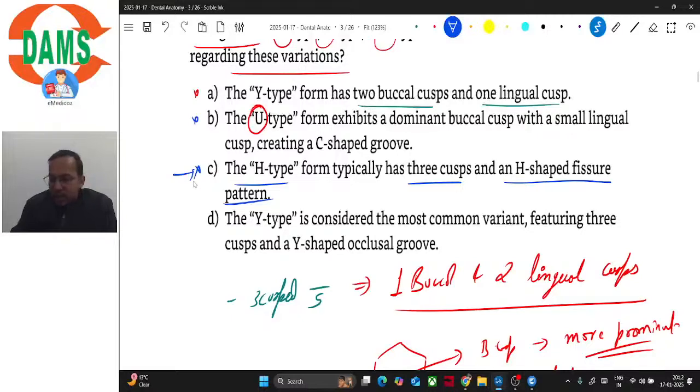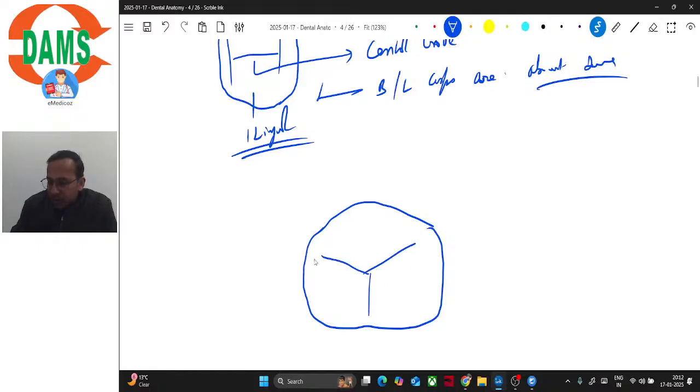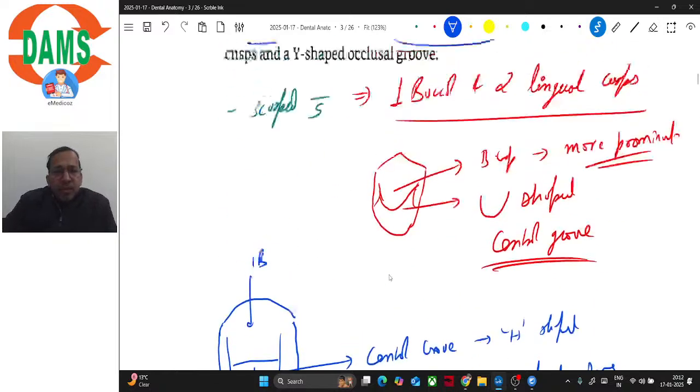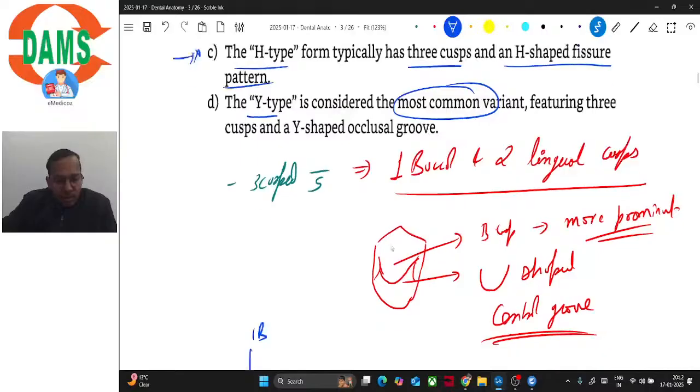That leaves us with option D. The Y type is considered the most common. Yes, it is the most common variant and it features three cusps, one buccal and two lingual, right? So option D, the Y type, is considered the most common variant featuring three cusps and a Y shape of groove, right? So let's go to the next question.